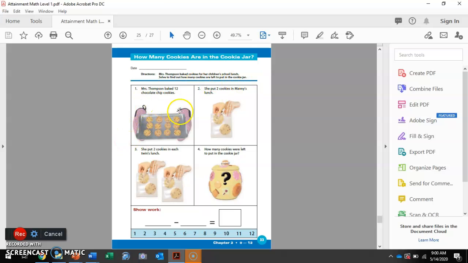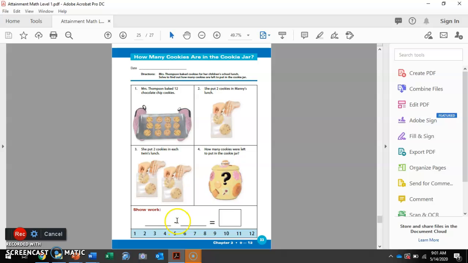So right here you have Miss Thompson baked 12 chocolate chip cookies, but she puts 2 cookies in Manny's lunch. So she put 2 cookies in each twin's lunch. How many cookies were left to put in the cookie jar? So she put 2 in Manny's lunch, and then she put 2 cookies in each of the twins' lunch. How many do you have in the cookie jar? How many do you have left?